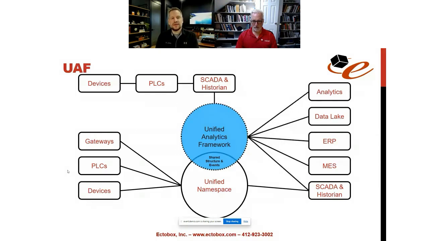So the concept here is that we take two different namespaces. The first namespace is represented by the devices, PLCs, SCADA, and historian at the top. The second namespace is the standard UNS, and we're able to do a translation of those two different namespaces into a universal analytics information model. And that's what the UAF ultimately is: a place for your integration work to live.